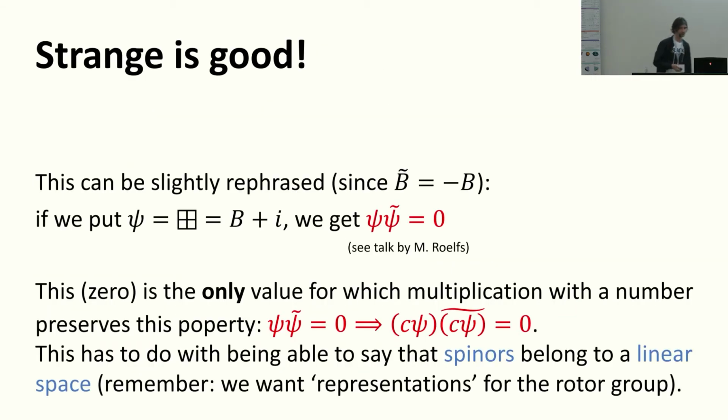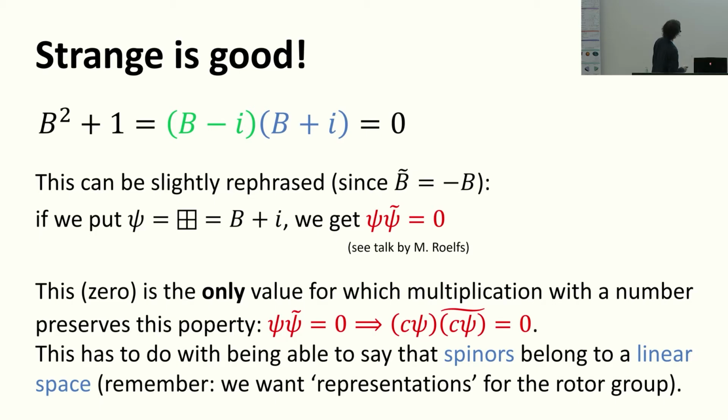Now, strange is good. And why am I saying that? Well, B squared plus 1 is equal to 0. You can rephrase it slightly if I introduce the reversion symbol. The reversion symbol acting on capital B gives me minus B. So if I now, like a proper physicist, use the Greek letter psi, then the relation above tells me that psi times psi reverse is equal to 0. And this was announced by Martin, that you have objects which have this behavior.